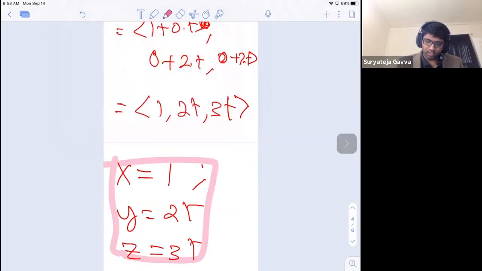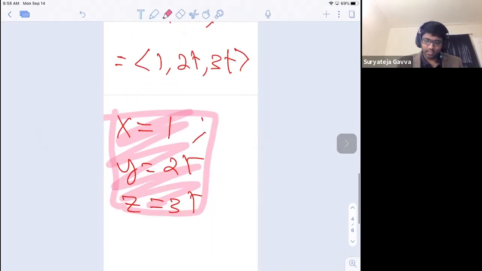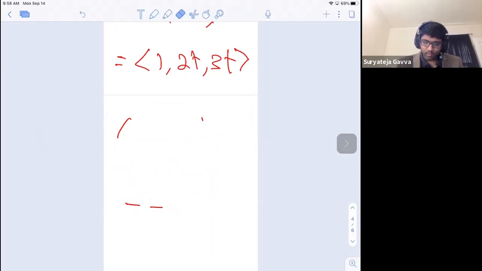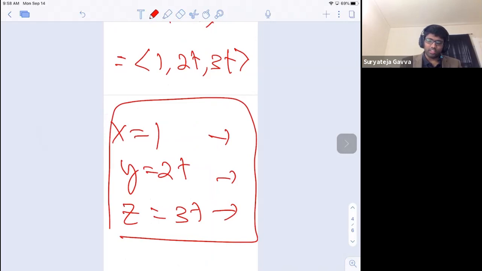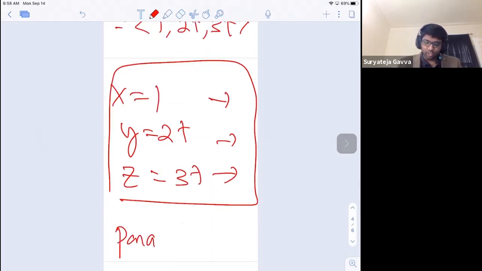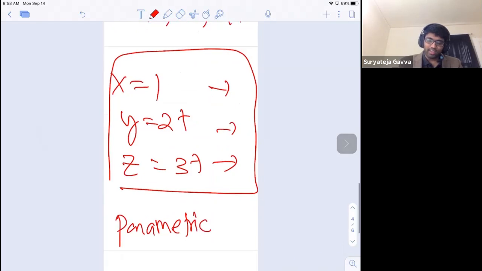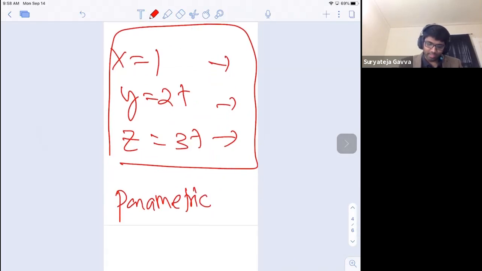This gives you the equations of the line. The three coordinates, three equations: x equals 1, y equals 2t, and z equals 3t. These are the three equations. Okay, so these are called parametric equations. This t is called the parameter. We don't know what it is. It's like the time parameter or some scaling parameter. So parametric equations. Okay, so that's how you find the equations.